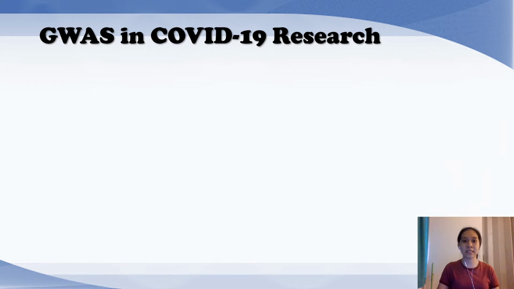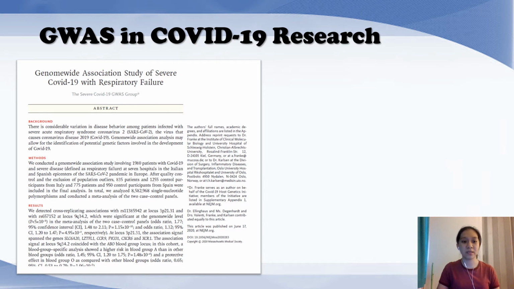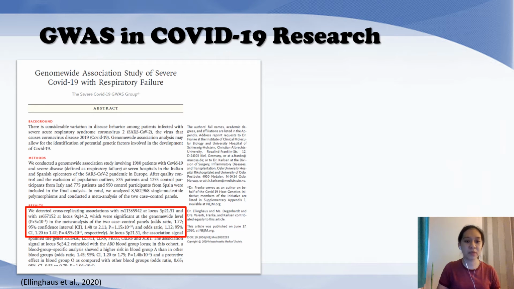So how has GWAS helped in COVID-19 research? From recently published articles, GWAS has successfully detected 2 genetic loci associated with the severe complication in COVID-19 patients, which is acute respiratory distress syndrome, or ARDS in short. These genetic loci are the 3p21.31 locus and the 9q34.2 locus.